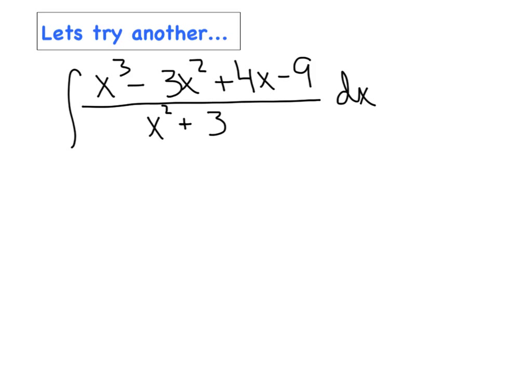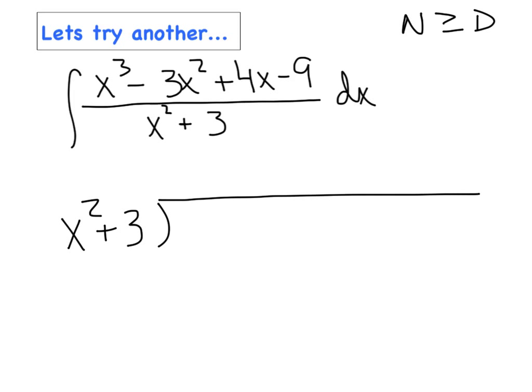Well, compare the degree of your numerator to the degree of your denominator. I've got a third degree numerator, compared to a second degree denominator. And remember, we said if the degree of the numerator is greater than or equal to the degree of the denominator, we're going to have to do long division first, because there's no u sub that's going to be able to cancel all my x's. So I'm going to go ahead and set this up. I've got x squared plus 3 as my divisor, and I've got this extremely long numerator right here.